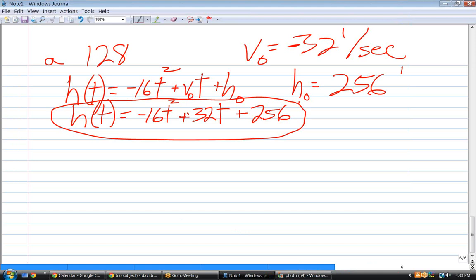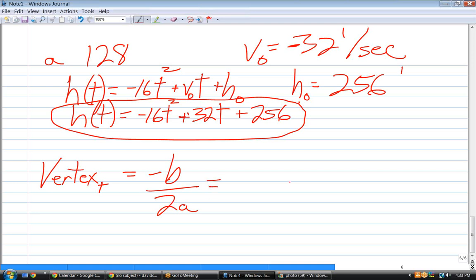Remember, when they're talking maximums and you're looking at quadratics, you're talking vertex. We need to solve for the vertex. What's the formula for vertex again? Negative b over 2a. That's actually the formula for just the horizontal component, so that would be the t value. But once we get that, we're going to plug it in to figure out what h of t is, and that would be the maximum height.